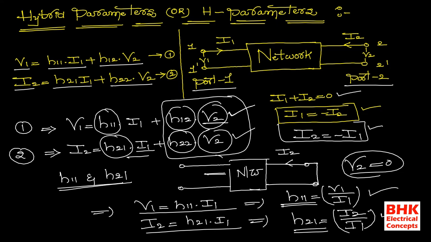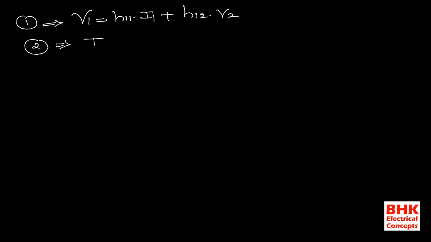Okay, now coming to the second one, that is finding the values of the remaining two parameters. From equation number 1 we can say that V1 is equal to H11 into I1 plus H12 into V2, and from equation number 2 we can say that I2 is equal to H21 into I1 plus H22 into V2. Already we know the value of H11 and H21.